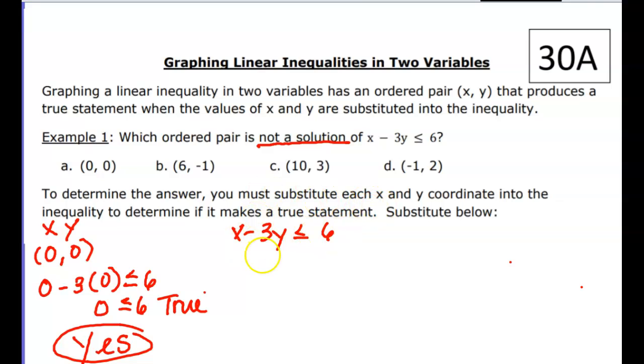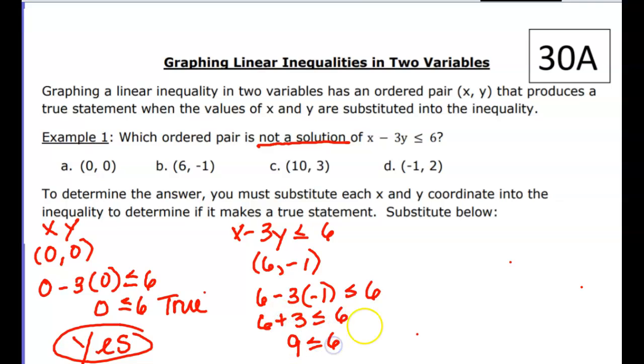So let's do the next one here. We're going to look at the ordered pair 6, negative 1. That's B. We plug it in. Our x is 6 minus 3 times negative 1 is our y. We follow order of operations. This is plus 3. And we end up with 9 is less than or equal to 6. Well, that is a false statement, so that would be our no. There it is. Okay, let's check the other two and practice.